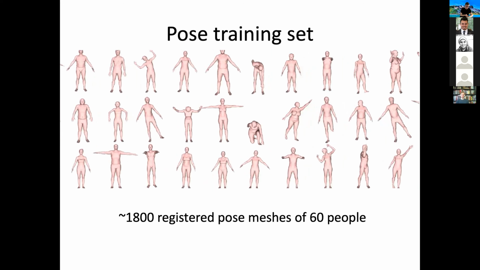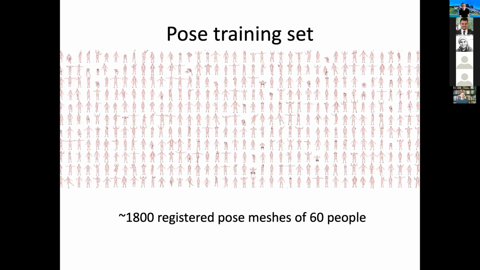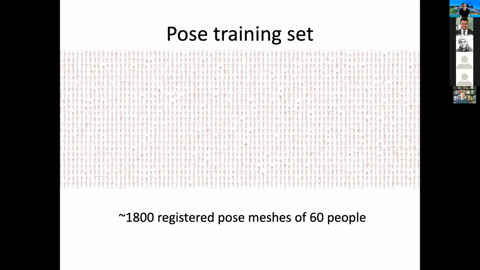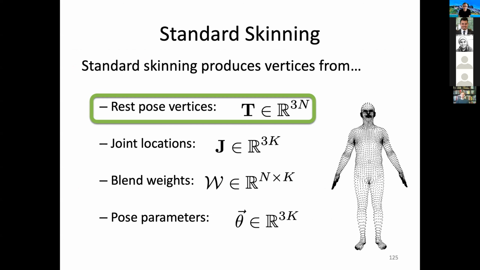So moving on to pose, we have, for the original simple model, we used 1,800 registered scans of 60 different people. This is what they look like. And now I have to tell you a little bit about body models. Is there a question before I go on?